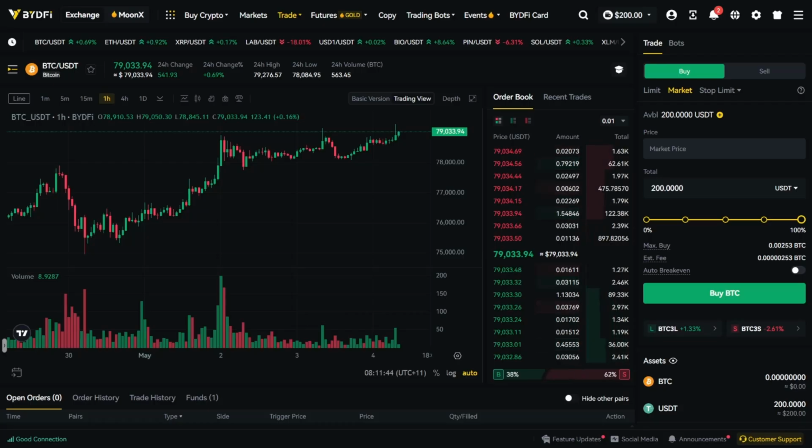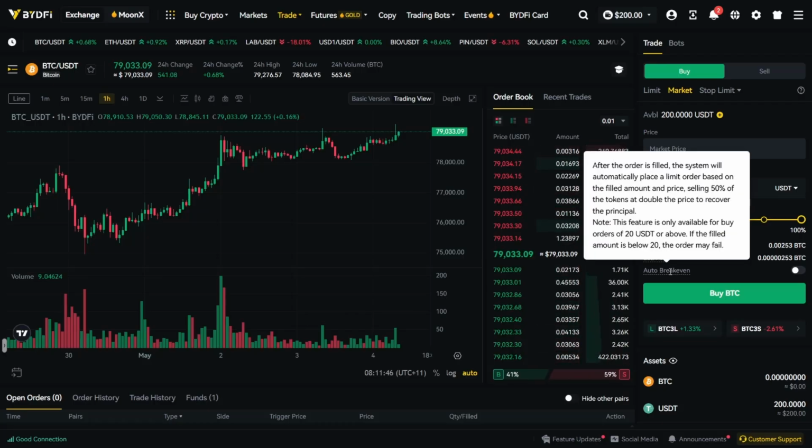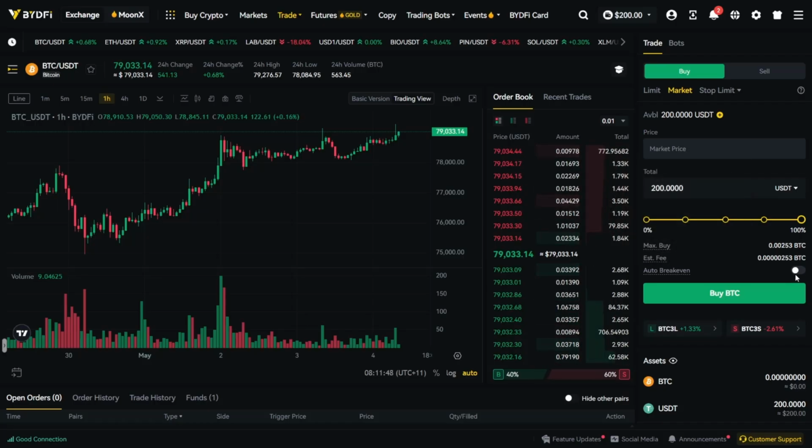Now before we make our purchase, we can see there's a setting here that says auto break even. Right now we have it off. Auto break even is a shortcut that helps you get your original money back if the trade goes up enough. So after you buy, BYDFi automatically sets a sell order. If the price doubles, it will sell half of your tokens. That means that you'll get back what you first put in, and you'll still keep the other half. So basically, it helps you take out your starting money while staying in the trade. We're not going to use this setting, but I thought I would explain it anyway.